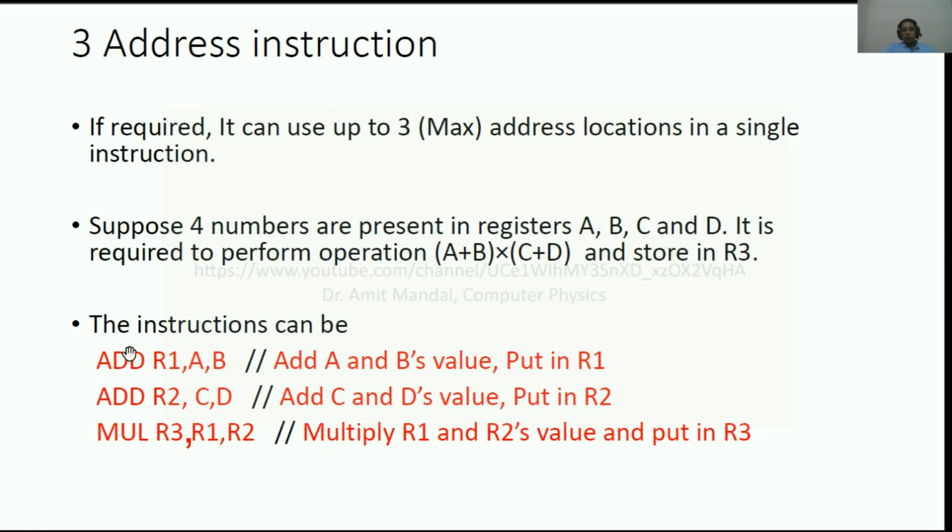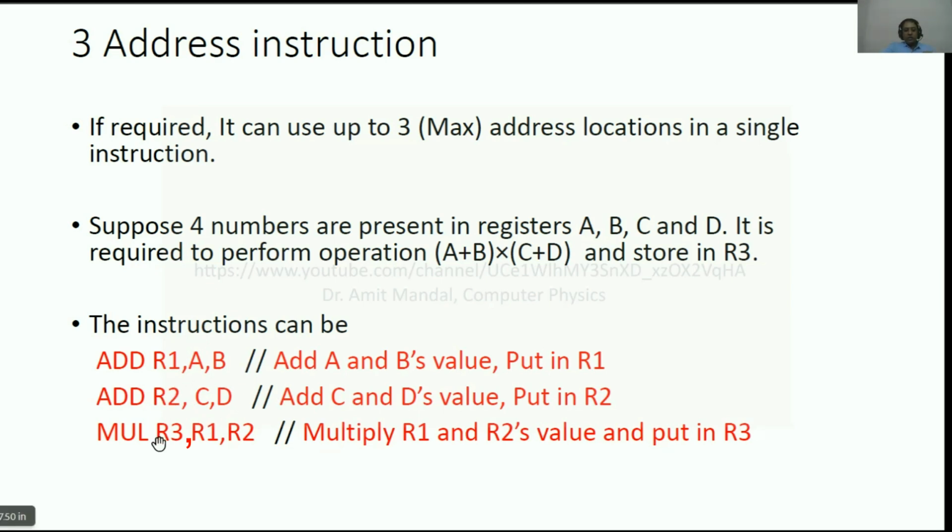First will be the opcode, since we have to add: ADD R1, A, B. The processor understands it as: add the numbers which are in registers A and B and put the result in R1. A is a register, B is a register, and the result goes in R1. The next instruction will be ADD R2, C, D. The meaning of this instruction according to the processor is add C and D and put the result in R2. R1 and R2 are called target registers, on which the finalized outcome is kept.